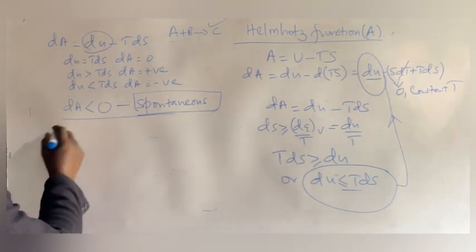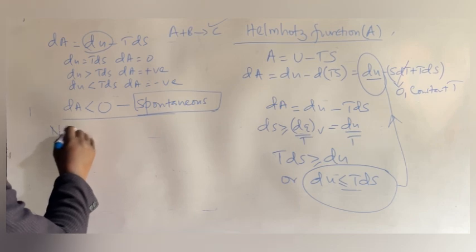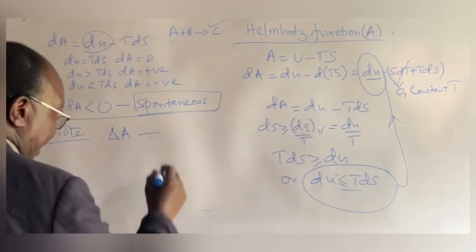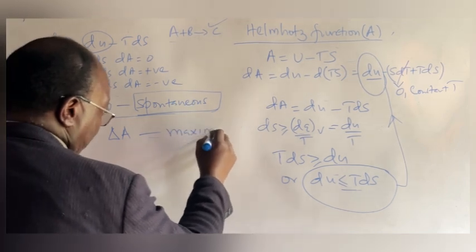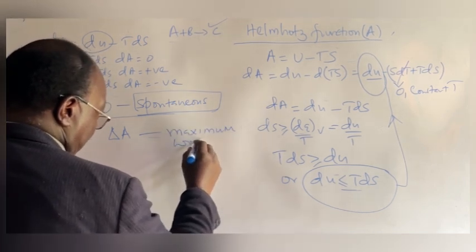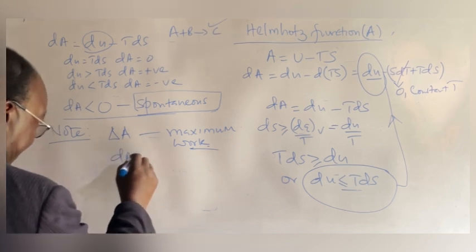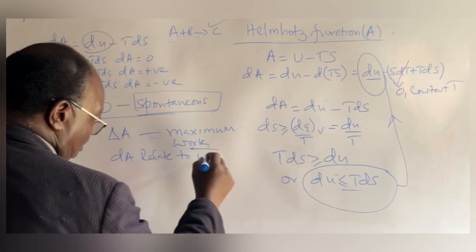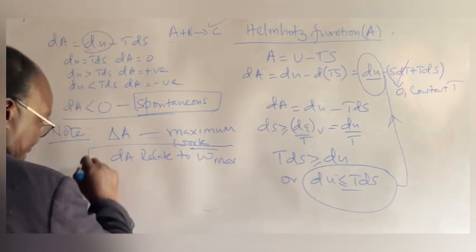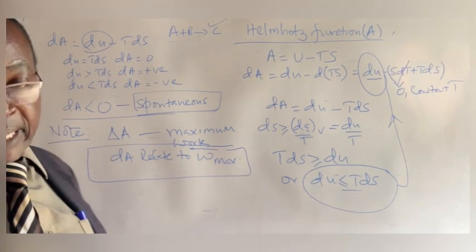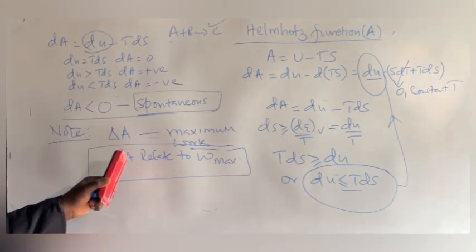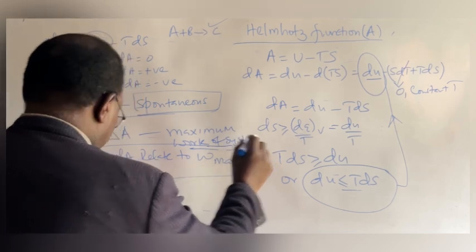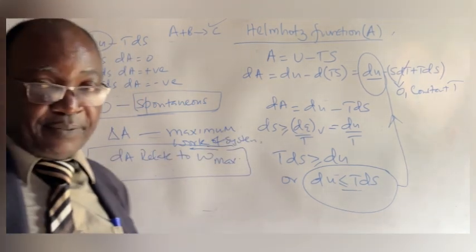And also it is very important to note that the change in the Helmholtz function gives the maximum work a system can do. In other words, we can relate dA to W max. Very important. Always know, if you want to know the maximum work that a system can do, then it is related to the change in the Helmholtz function.